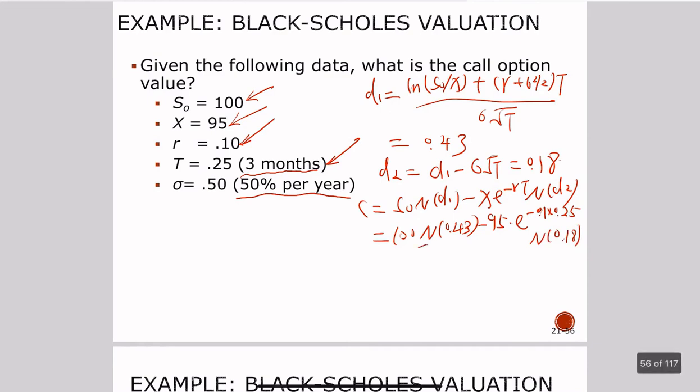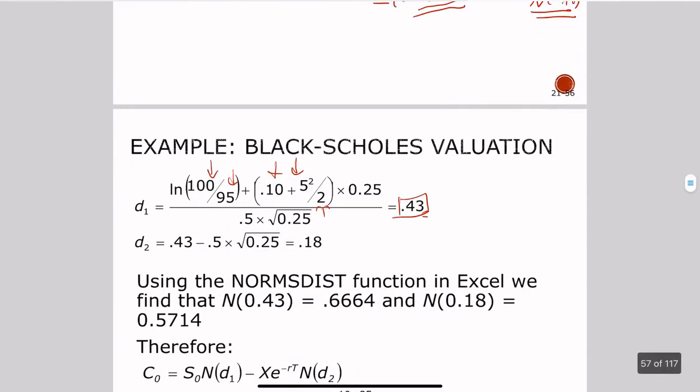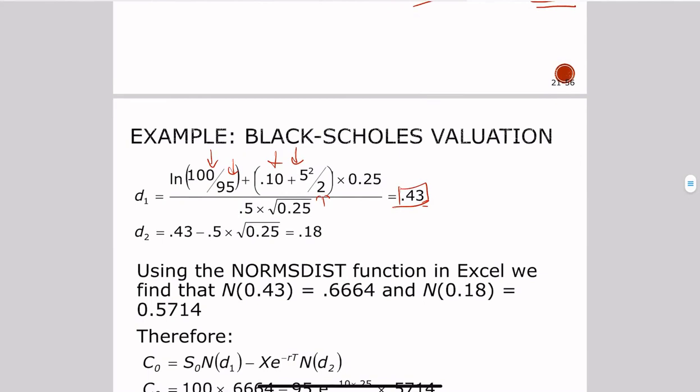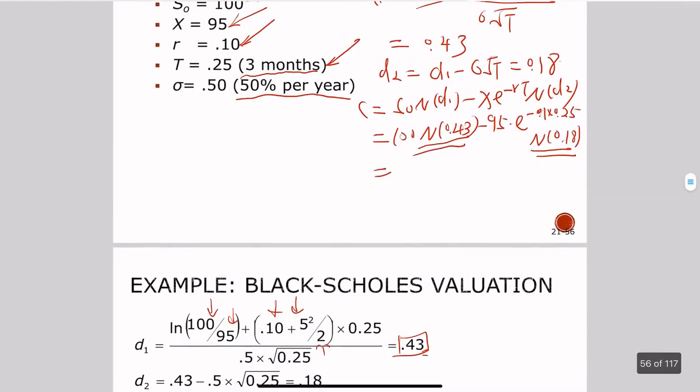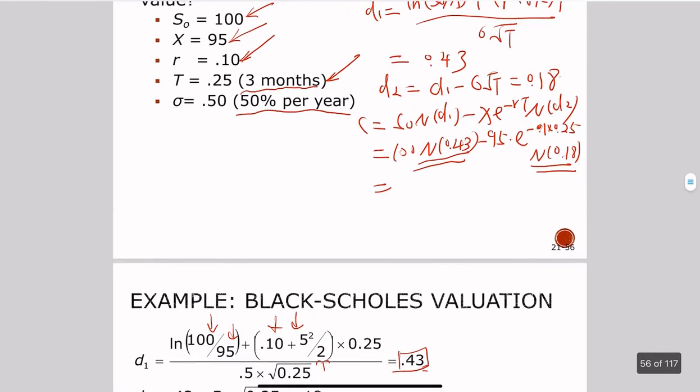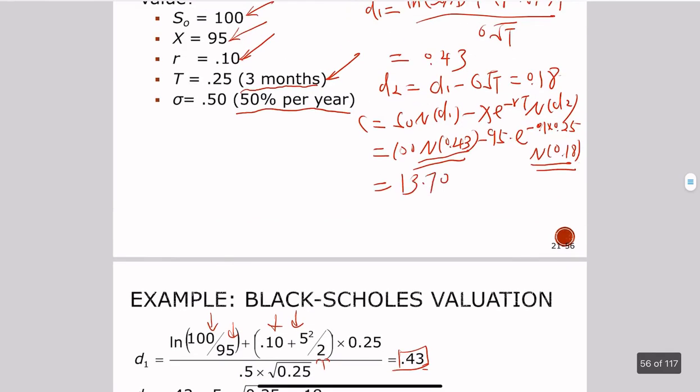What you need to do is to find out this N(0.43) and N(0.18). So one way to get this is you could use the Excel function NORM.S.DIST. So it's basically the normal distribution. So here you can find out this N(0.43) equals this and N(0.18) equals this. So plugging numbers back into this formula, you can find out the call option price is 13.70.